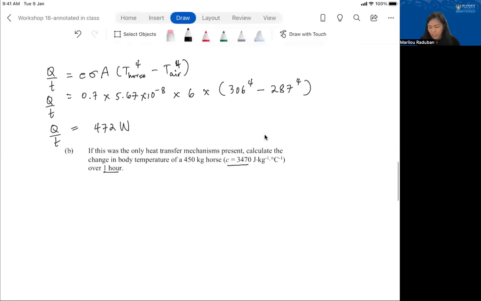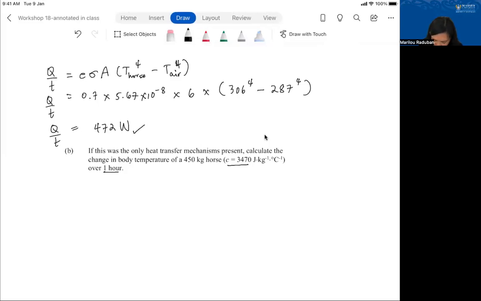Okay, so we have now here a different scenario. You have the horse that's losing this much heat, 472 watts of heat is lost because of radiation. Now, because the horse loses heat, its temperature will change. And it's this change in temperature that we want to calculate if the horse is losing heat over a period of 1 hour.